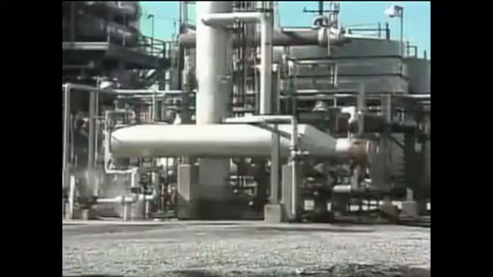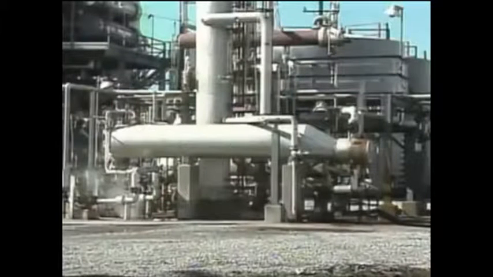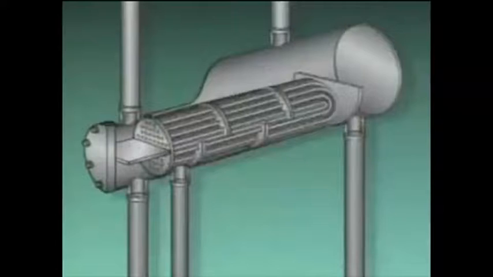A weir ensures that the tubes in the reboiler are kept covered with liquid. The vapors collect in the domed space in the shell and are then returned to the tower. Any liquid that is not vaporized is bottoms product that is sent on for further processing or storage.